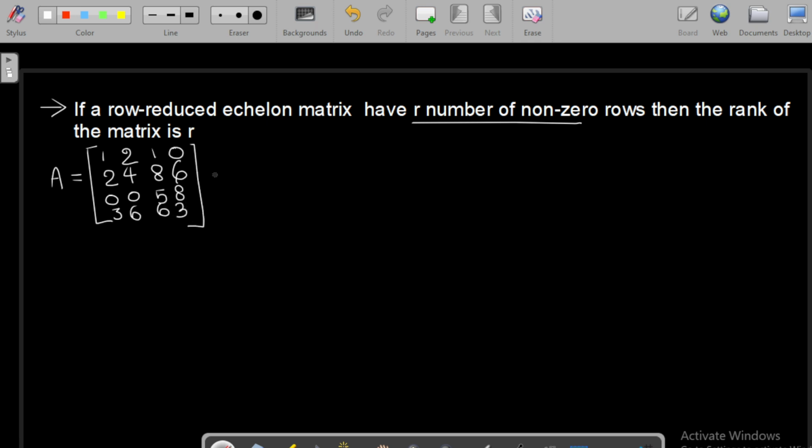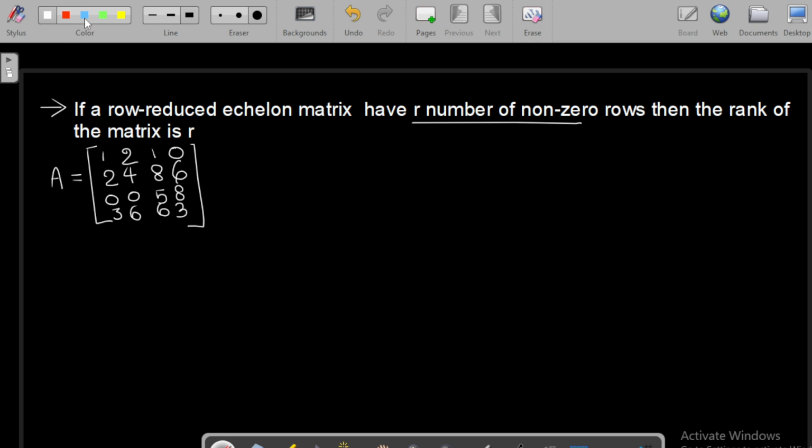What I am going to do here is apply row operations to this matrix so that I can maximize the number of zeros and minimize the number of non-zero rows. That's what we are going to do here. In order to do that, we will have to apply various row operations.